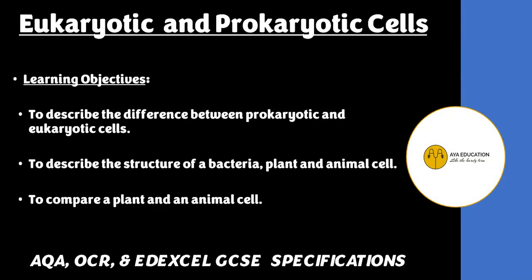Morning. This is the first of a series of lessons on cell biology. Here we'll be looking at eukaryotic and prokaryotic cells. The learning objectives are to describe the difference between prokaryotic and eukaryotic cells, to describe the structure of a bacterial, plant, and an animal cell, and to compare a plant and an animal cell. This is pitched to the AQA, OCR, and Edexcel GCSE specification, even though it will be suitable for all secondary school curriculums.